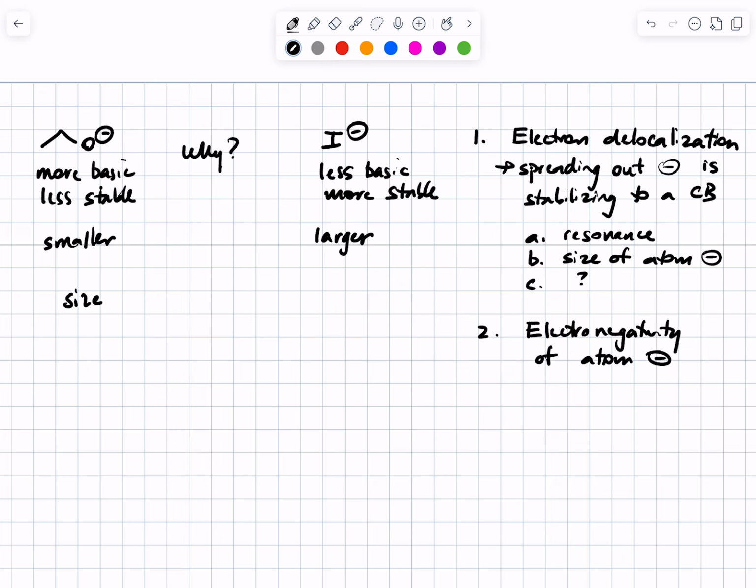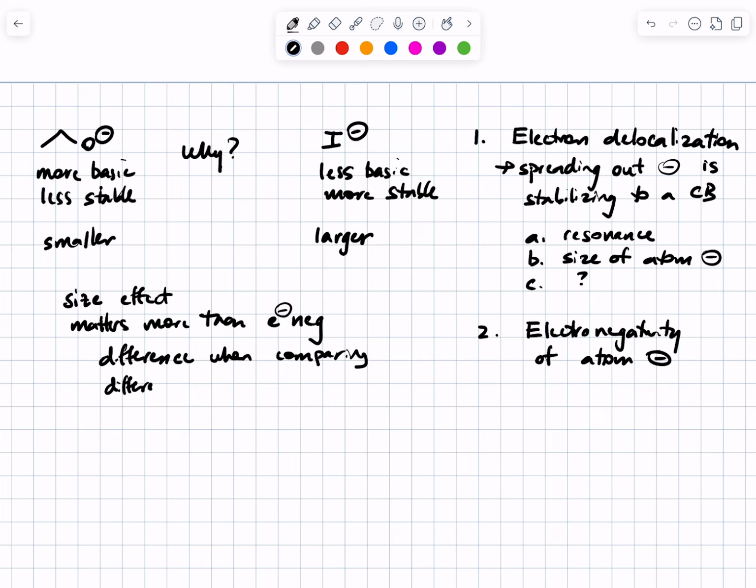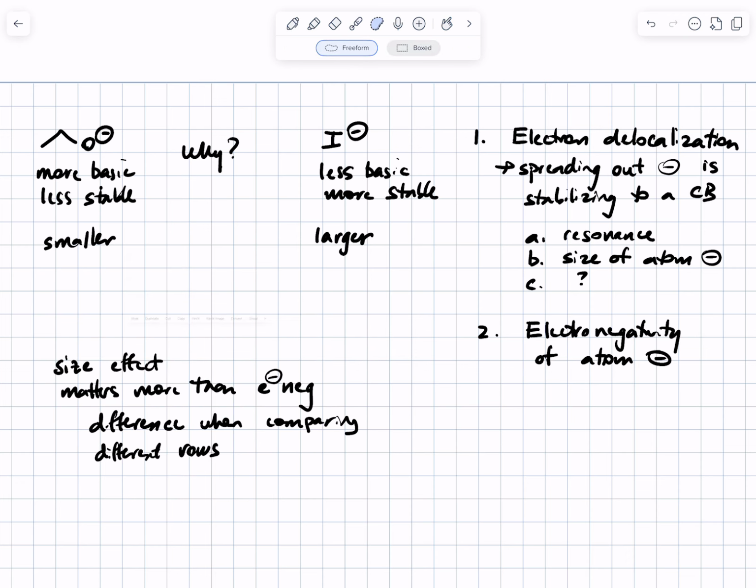And that's general. The size effect matters more than electronegativity, this is my abbreviation for electronegativity, matters more than the electronegativity difference when comparing different rows of the periodic table. Okay? So it doesn't matter that oxygen's more electronegative than iodide. What matters is that iodide is larger, and therefore its negative charge is more spread out.